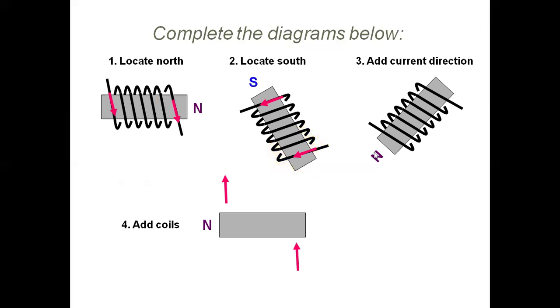The next diagram, here you have to show the direction of current. North pole is shown. It means we will keep our thumb towards the north and we will hold the coil showing the current direction. So this is our north pole, thumb is showing north and four fingers are showing current direction. And here we have to add the coil. We know the pole, so according to that we will add the coil.